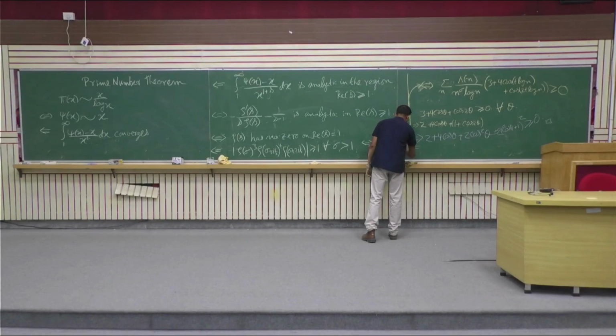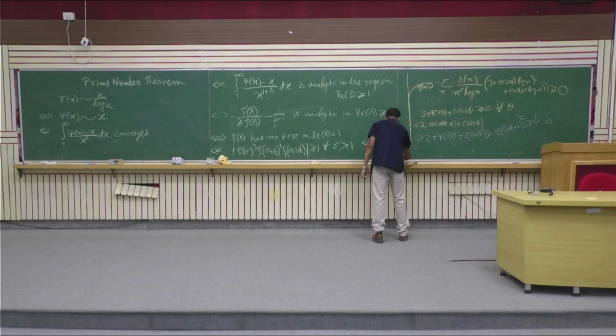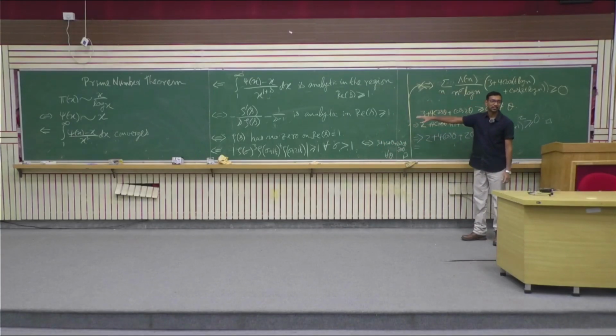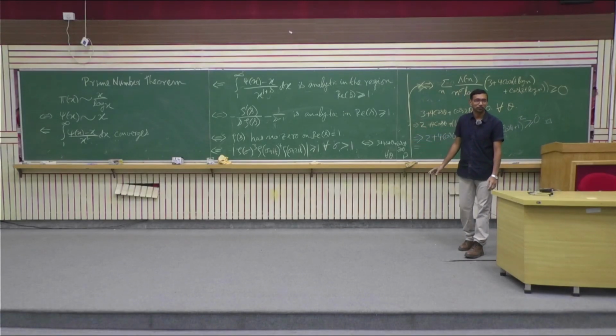Cos 2 theta is greater than or equal to 0 for all theta, okay. So that was the entire outline of the proof of the prime number theorem, okay.